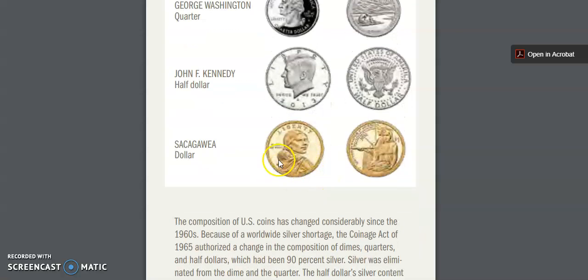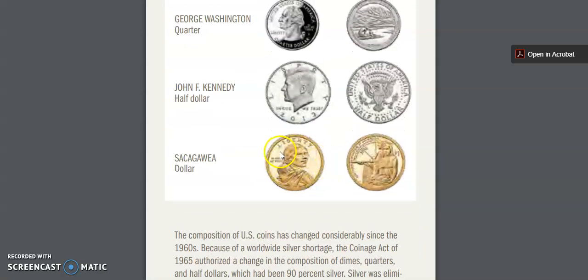Then we have the dollar. The dollar is kind of a gold color or yellow color. It's very shiny.